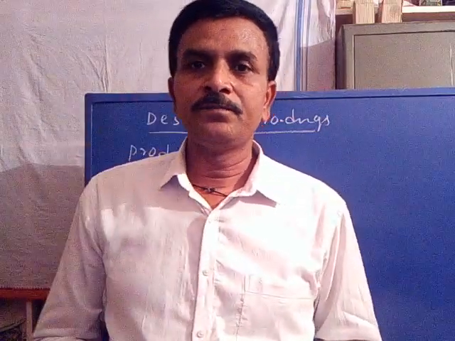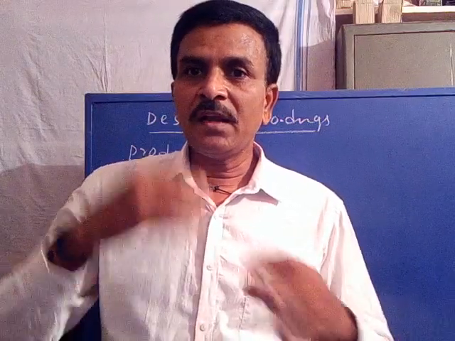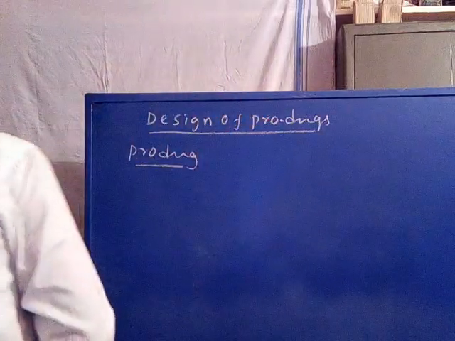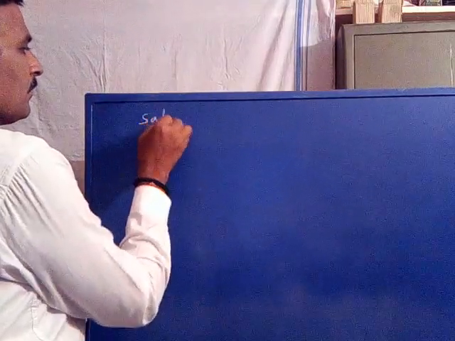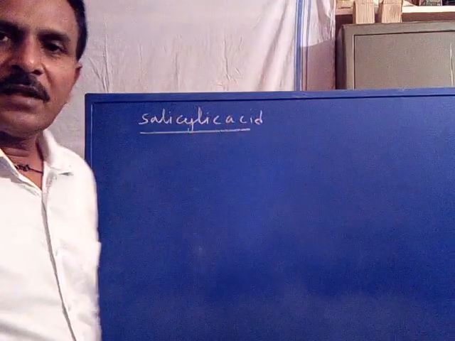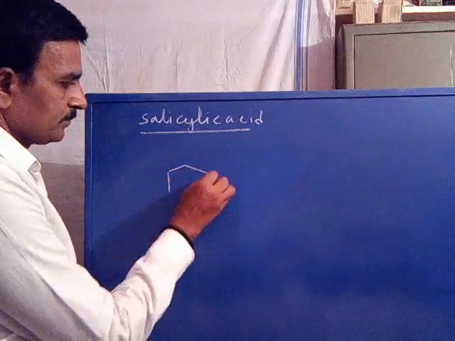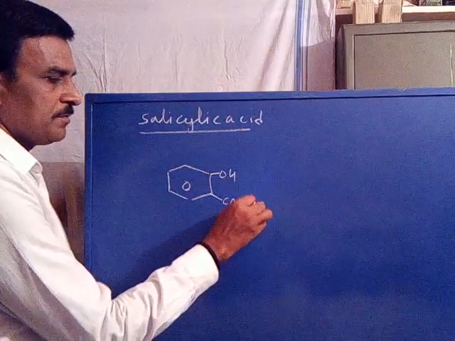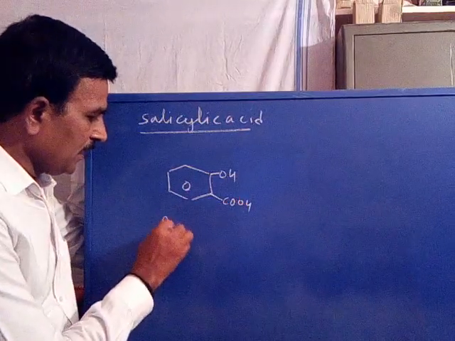Now it is applied. After reaching its target, it is back transformed into the active form. For example, you take salicylic acid, its structure: OH, COOH. Now it is a good analgesic agent.